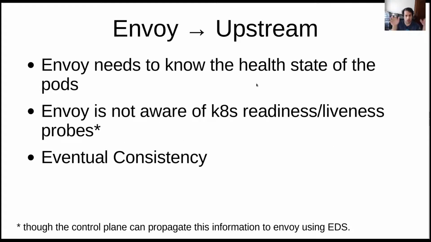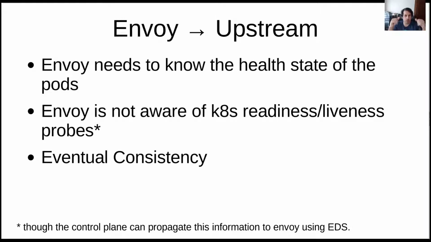All right, so let's talk about the other segment of Envoy to the upstream. So the request made it from the load balancer to Envoy. Envoy did some processing as an edge gateway and now sends it upstream. So in order for that to work, Envoy needs to know the health state of the service pods, right? So Envoy is not aware of Kubernetes readiness and liveness probes, right?